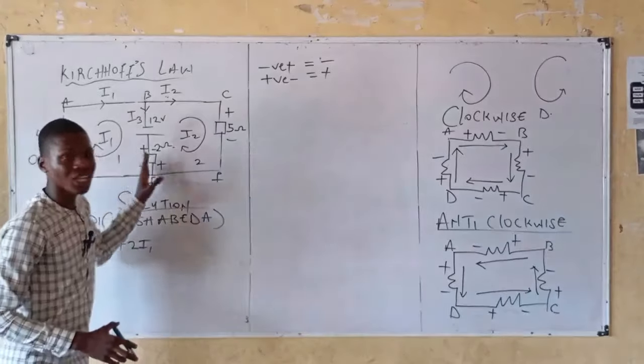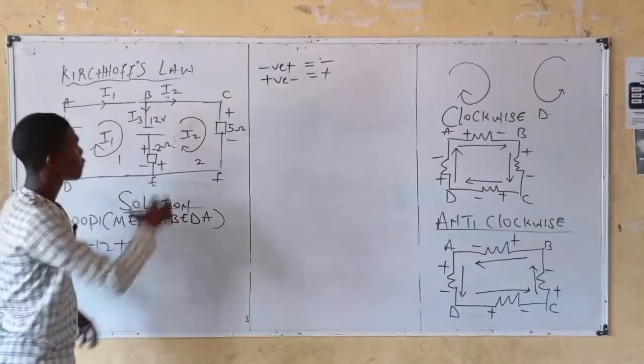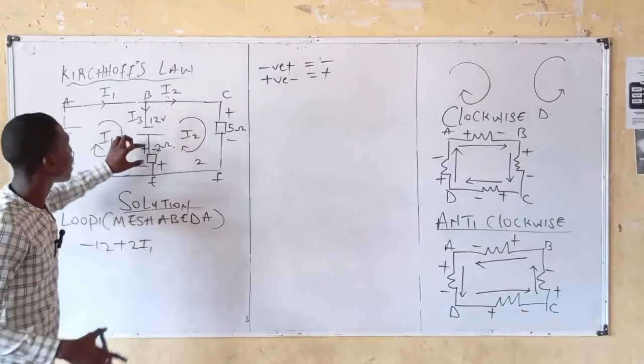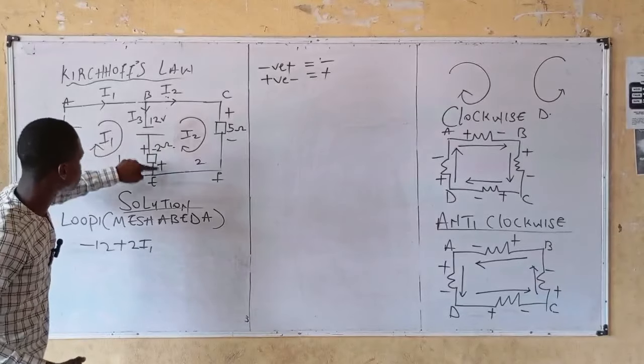For the other side, which is loop 2. For loop 2, the current in loop 2 is I2, right? The terminal, it is moving from negative to positive.